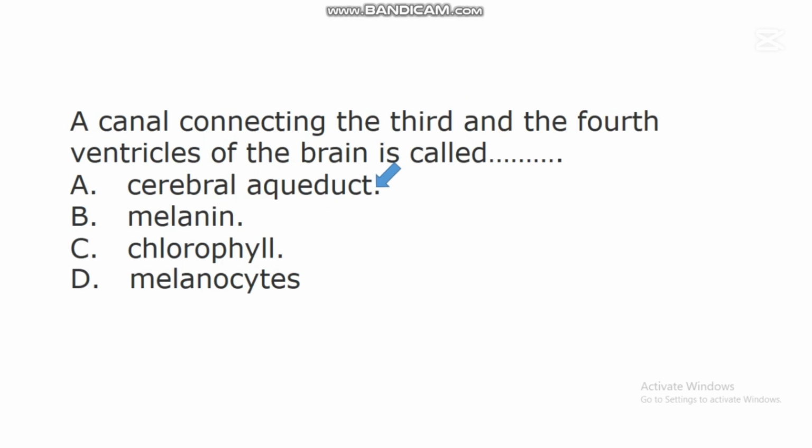Studies have shown that these cerebral aqueducts help in connecting the third and the fourth ventricles of the brain, so that the brain will be able to function very effectively. Every part of the brain has a role it plays in ensuring that the brain functions very effectively.